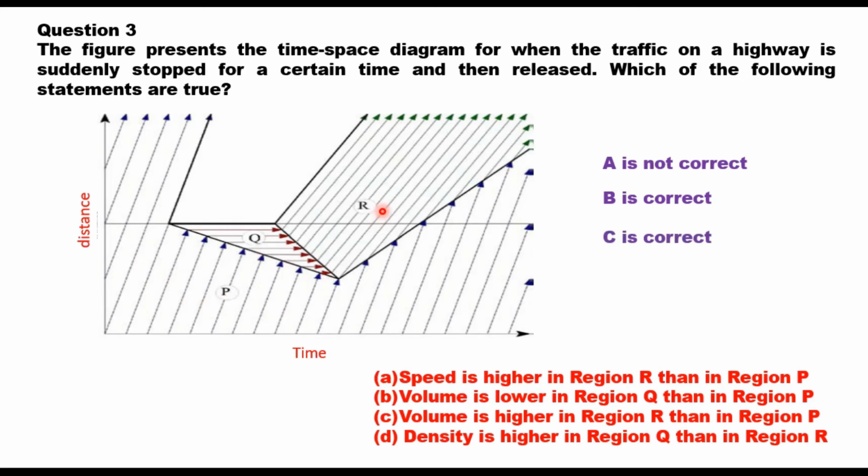Now the fourth statement is, density is higher in region Q than in region R. Now Q is the region where vehicles are standing and that is what I told you, the jam density, and jam density is the highest density on the road and therefore this statement is also correct. So D is also correct. So these three statements B, C, D are correct.